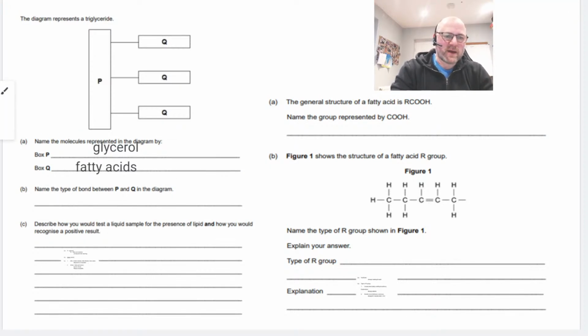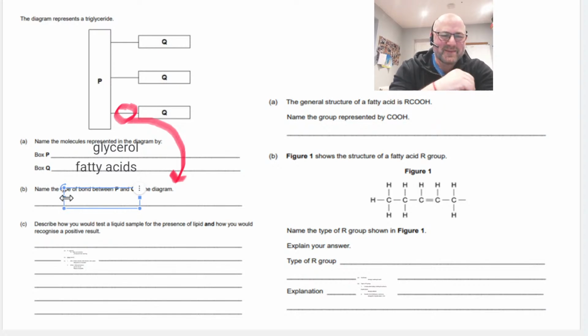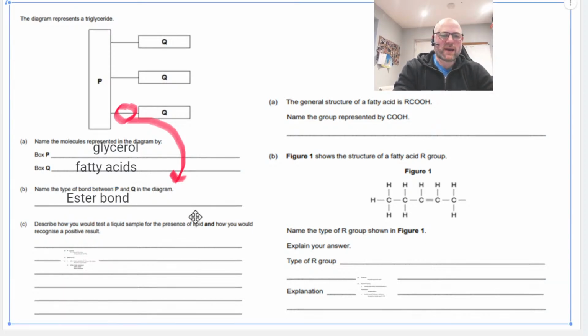Now these bonds here, you need to know what is the type of bond found between P and Q. A girl's name beginning with E. I'll just wait a second to see if you can get the name. If not, I shall put the answer on there. Yay, on fire. Ester bond. Some people call it an ester link, yeah, it's the ester bond.